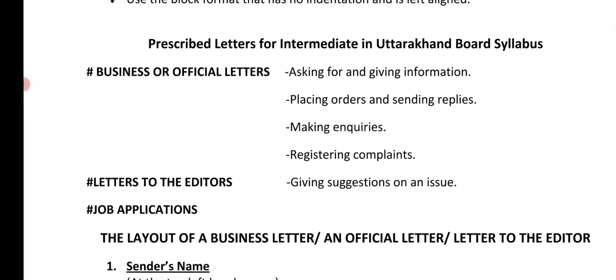And then the letters to the editors, when you're giving a suggestion on an issue, right? It could be an awareness program, or the condition of your park, less electricity in your area, or a shortage or scarcity of water. This is where you write letters to the editor, right? And when you're writing a letter to the editor, please do not ask this way.